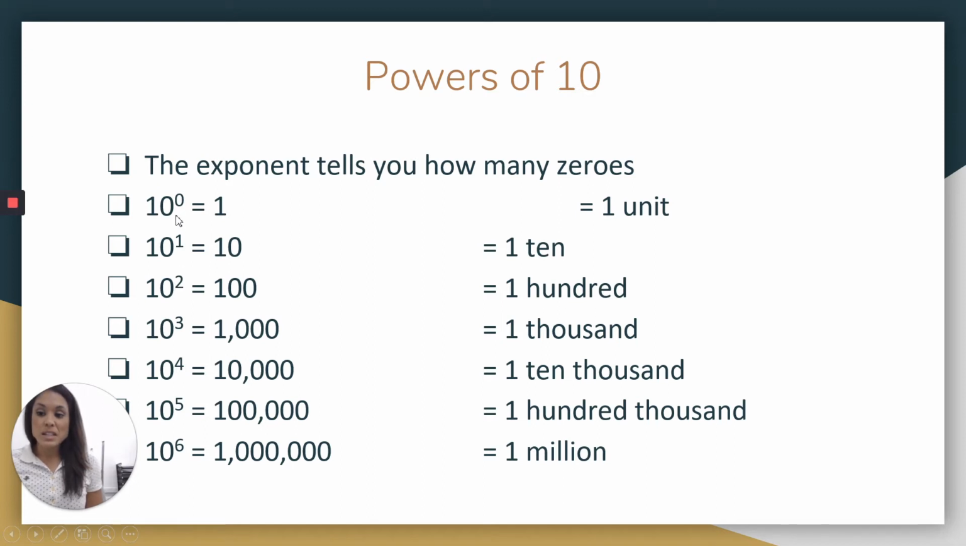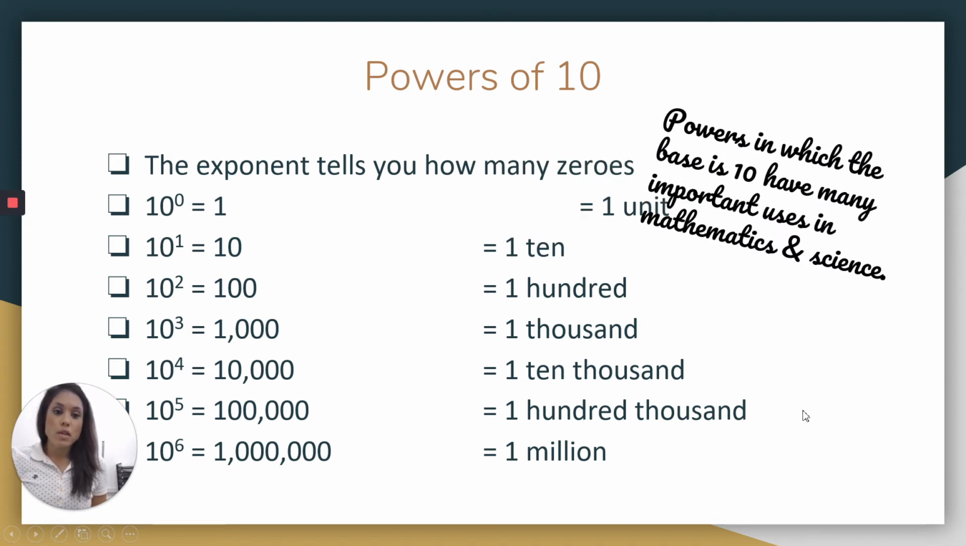So this is something that's easy to memorize. I highly recommend you memorize this. So remember, anything to the 0 power is 1. So we have 10 to the first power is 10, 10 to the second power is 100, 10 to the third power is 1,000. Are you guys noticing a pattern here? Notice that the exponent is telling you how many zeros you are going to add to your 1. 10 to the fourth power is 10,000, 10 to the fifth power is 100,000, and 10 to the sixth power is 1,000,000.